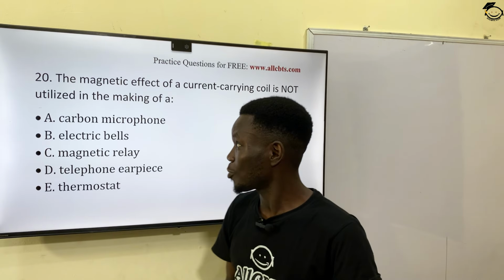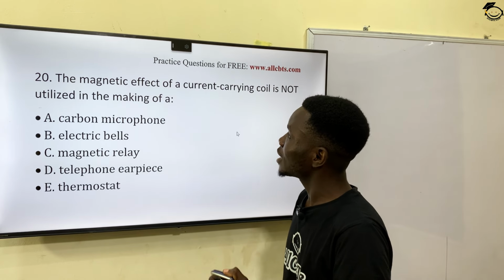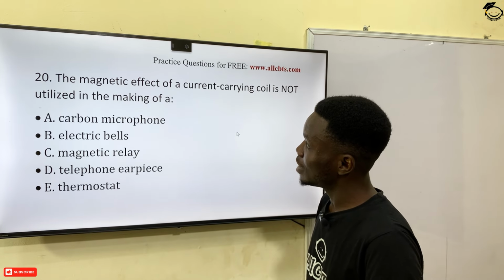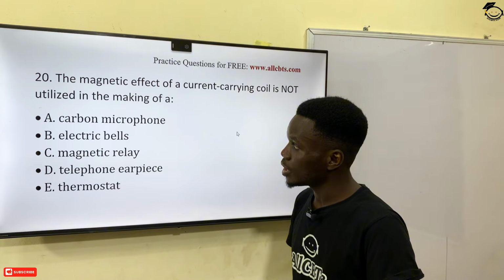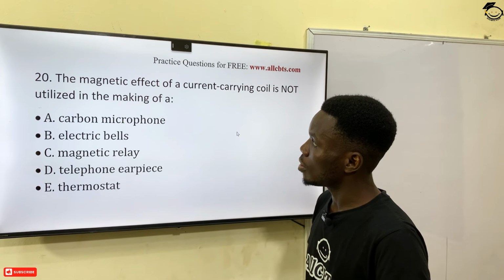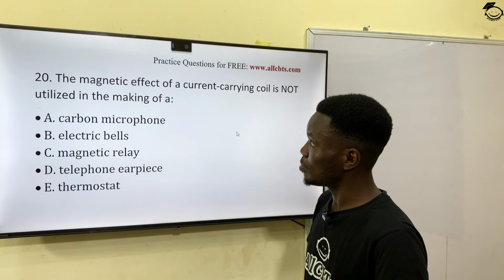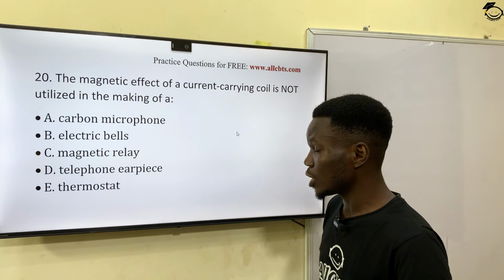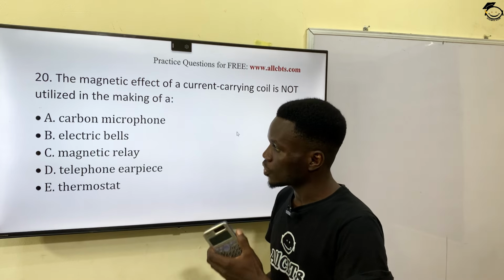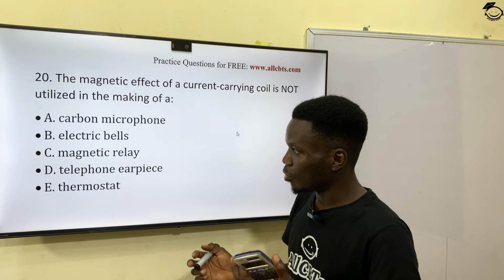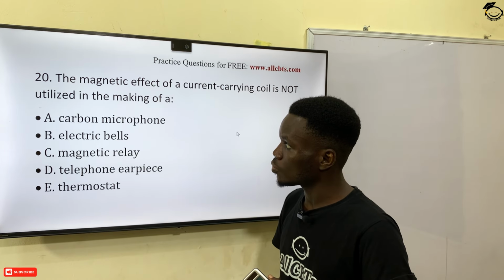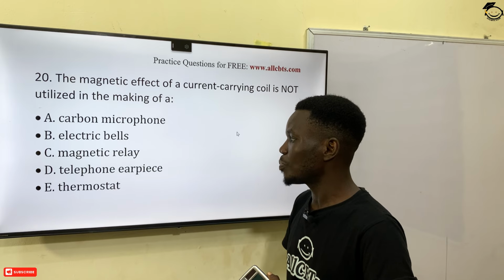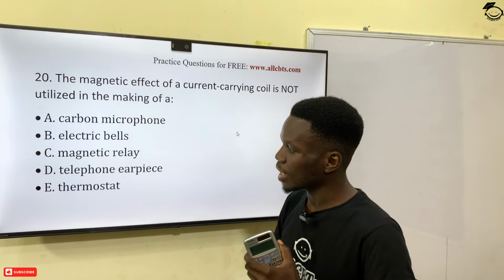That is also question number 20, which says, the magnetic effect of a current carrying coil is not utilized in the making of a dash. Option A says the carbon microphone, it uses the magnetic effect. Option B says the electric bells, it also uses the magnetic effect. Option C says the magnetic relay, from the name you can tell that it uses what? The magnetic effect. Then option D says the telephone earpiece, it also uses the magnetic effect.